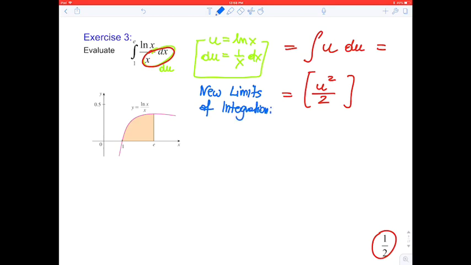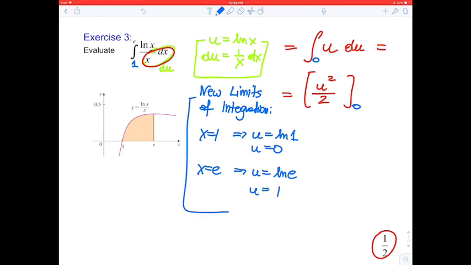If x is 1, then I can compute the u value, which will be ln of 1, which is actually 0. Instead of 1, we have 0. If x is e, I can compute the u value, ln of e, which is 1. That means the new limits of integration are from 0 to 1, and I was just using ln of x.